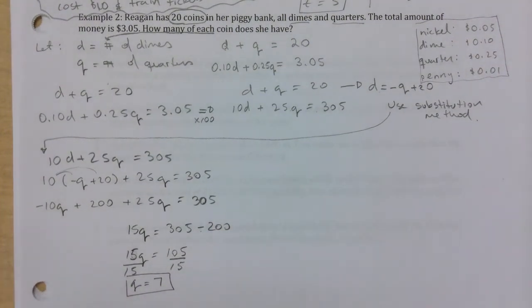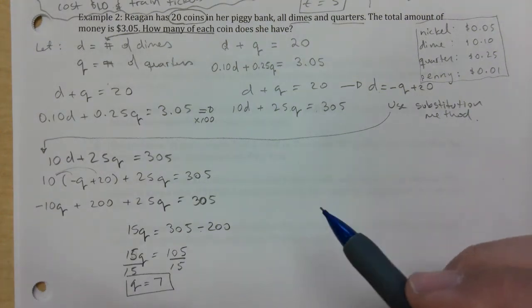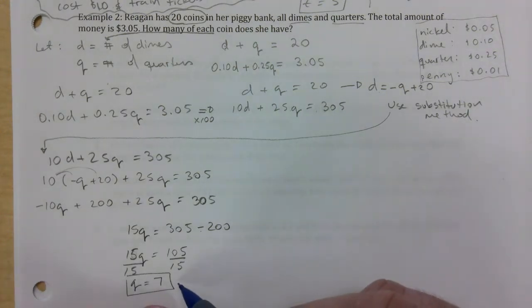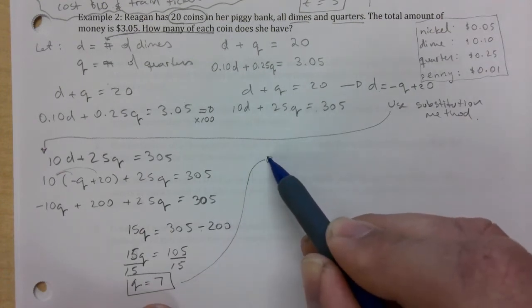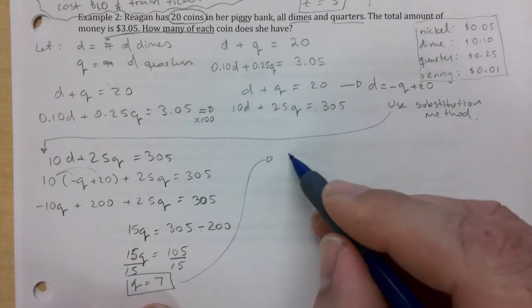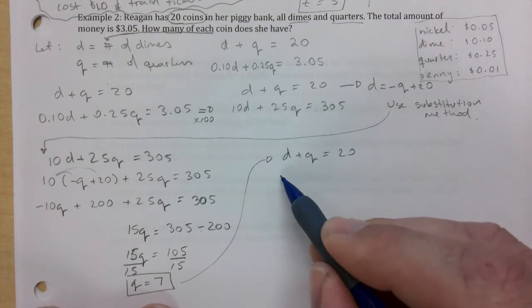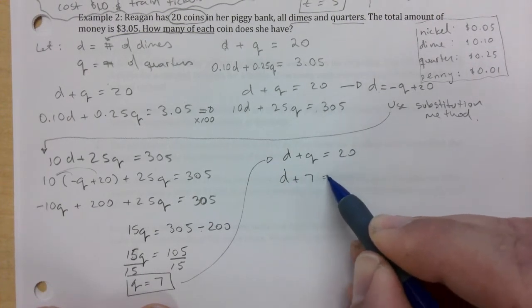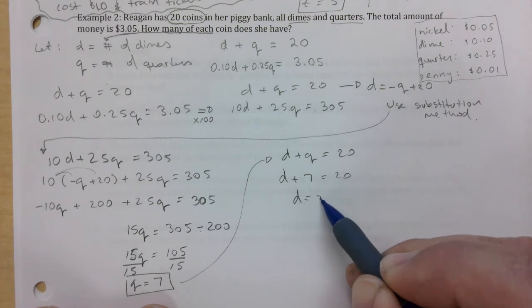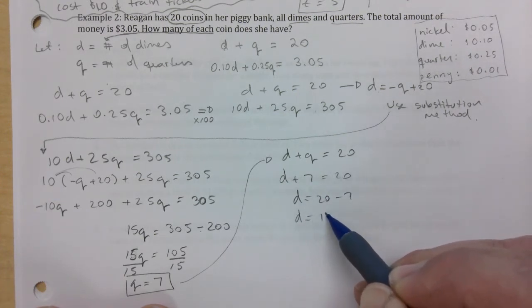You could have solved for D first. That's fine. Right? And then I'm going to take this, pick one of the ones here. D plus Q is equal to 20. D plus 7 is equal to 20. D is equal to 20. 7 comes over subtracting, so D is equal to 13. Sorry.